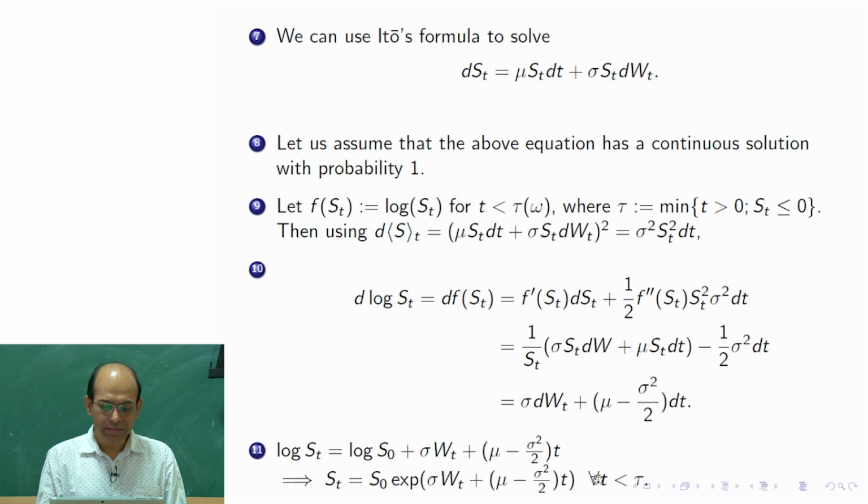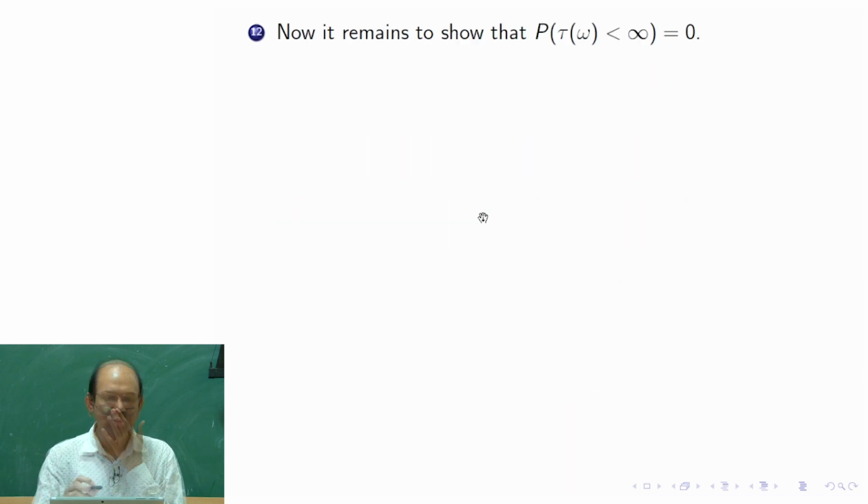But t is running from 0 to tau. I cannot assure that this is the expression for the whole positive real line, because this only makes sense when t is less than tau. Now, if I can prove that tau is infinity with probability 1, we would be done. So we need to do that. It remains to show that the probability that tau(omega) is finite is 0. So we are going to show that the event that tau(omega) is finite happens with probability 0.